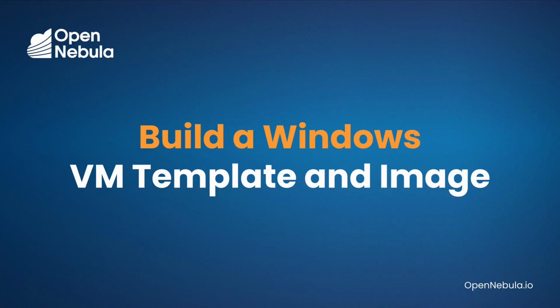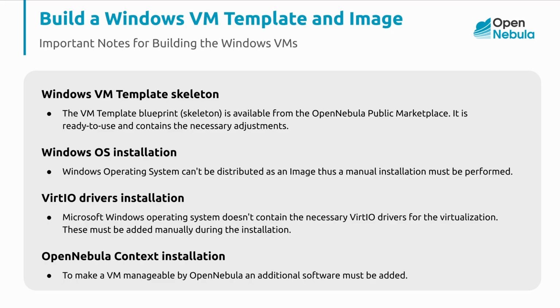Hello and welcome to the Build a Windows Virtual Machine Template and Image Screencast. The aim of this screencast is to demonstrate how to build the Windows Virtual Machine Golden Image, which can be used to instantiate virtual machines in the future. Building the virtual machine-based Golden Image for future usage in a multi-VM deployment consists of having the Windows Template Blueprint.